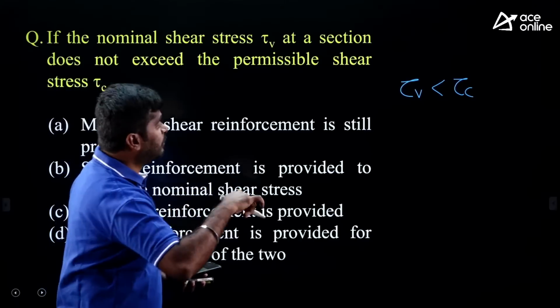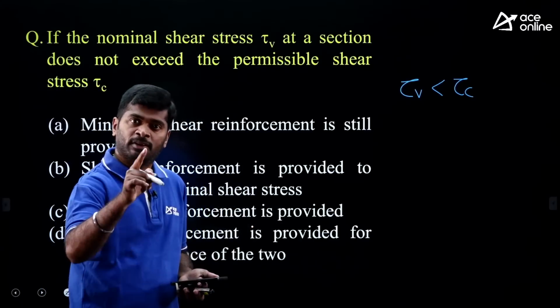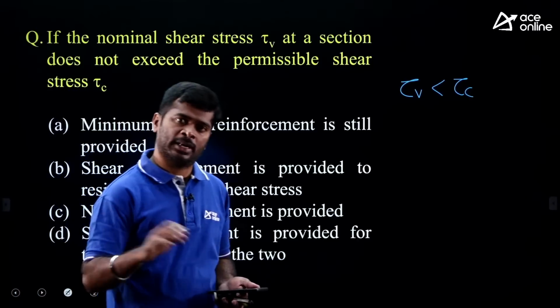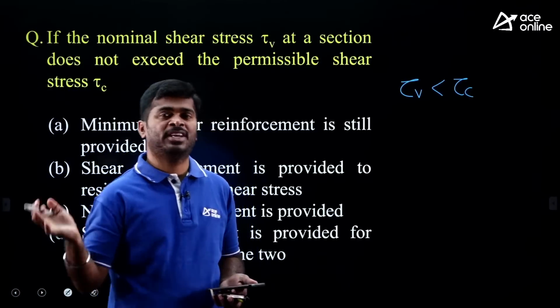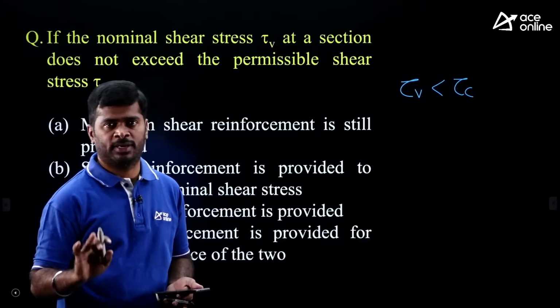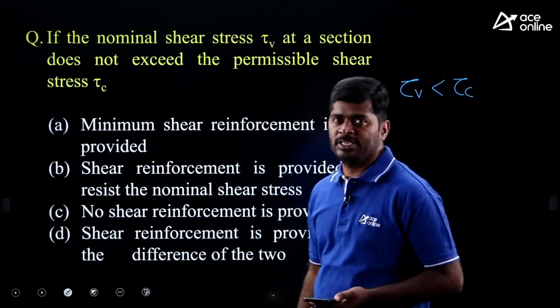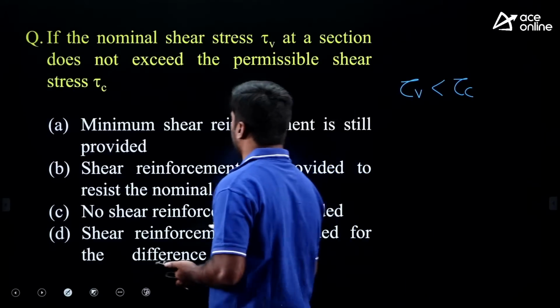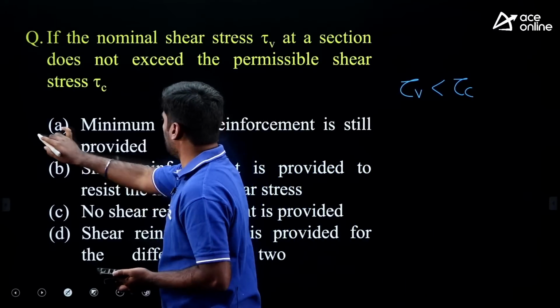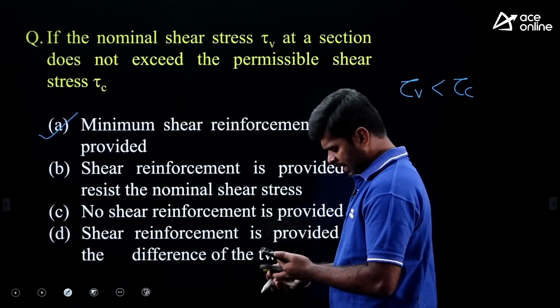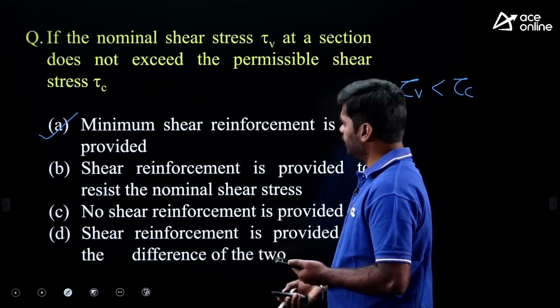Suppose if tau V is greater than tau C, then we have to design the shear reinforcement, maybe vertical stirrups or inclined stirrups or combination of bent up bars and vertical stirrups. But the condition given is tau V less than tau C, so the section is safe, but still we have to provide minimum shear reinforcement. Option A is correct. Very good, very good. Next question.